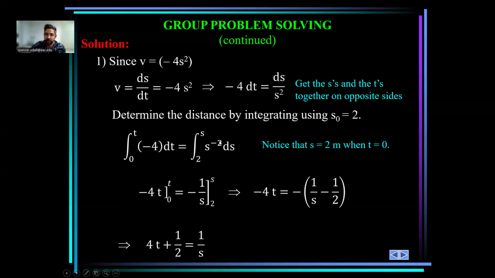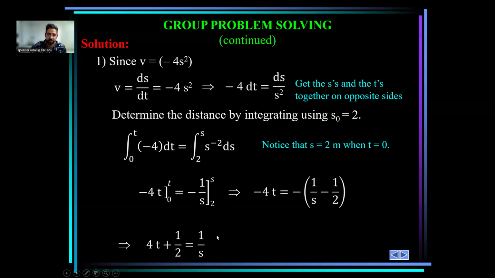And then here, the negative 2 becomes a negative 1. We need to multiply it by a negative 1, and then we're left with s to the negative 1, or just 1 over s, same thing, from 2 to s. And so if we plug in s, we'd have 1 over s, and minus, plug in 2, we've got 1 over 2, and we need to keep this negative sign multiplied by all of it, so don't forget that. And simplify a little more, and we've got s on one side of the equation, t on the other.